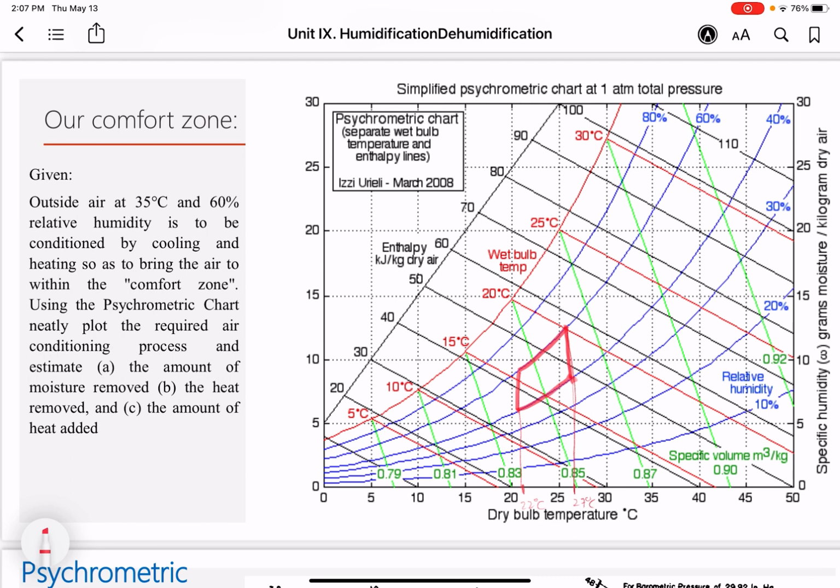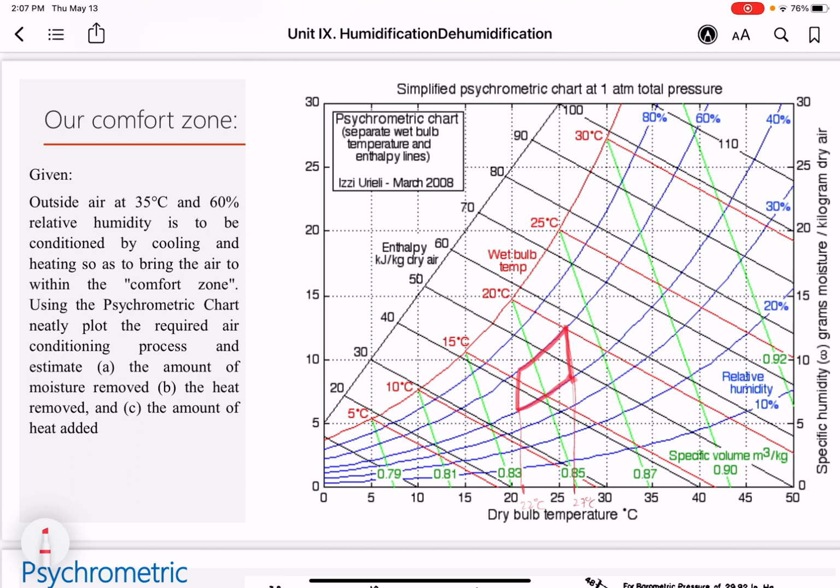Okay? So, assuming now that the outside air is 35 and 60% relative humidity, it is to be conditioned by cooling and heating so as to bring the air within the comfort zone. You use the psychometric chart to plot the required air conditioning process and estimate first the amount of moisture removed, the heat removed, and the amount of heat added.